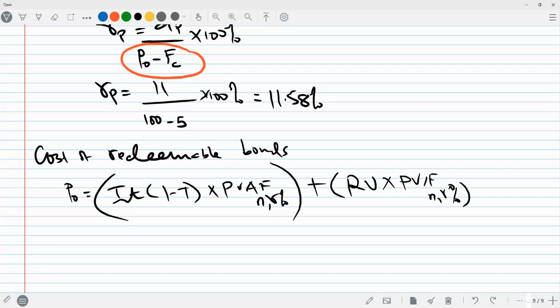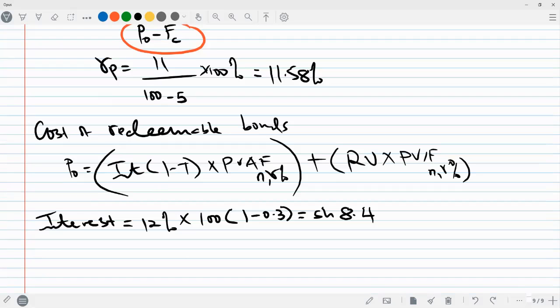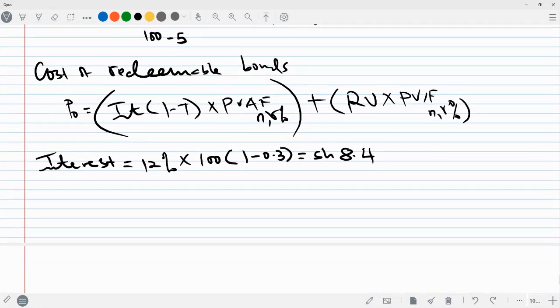So first we need to get the net interest income to be earned, or the net interest expense of the company. It is paid at 12%, and the book value is 100. The tax rate is 30%, so 1 minus 0.3, and this gives therefore 8.4. So for every bond, the net interest expense to the company is 8.4, or the net income to the holders is 8.4. No mention on redemption value, but of course we assume that redemption occurs at par value.